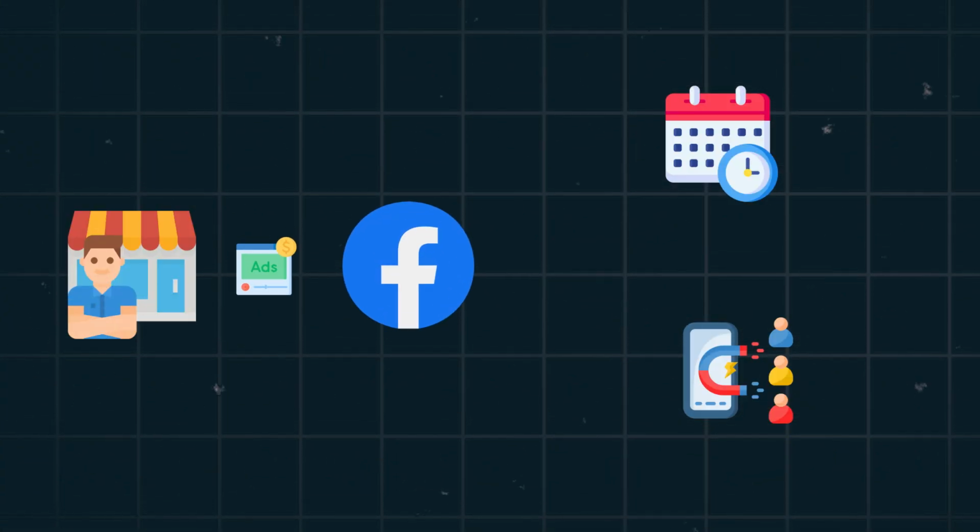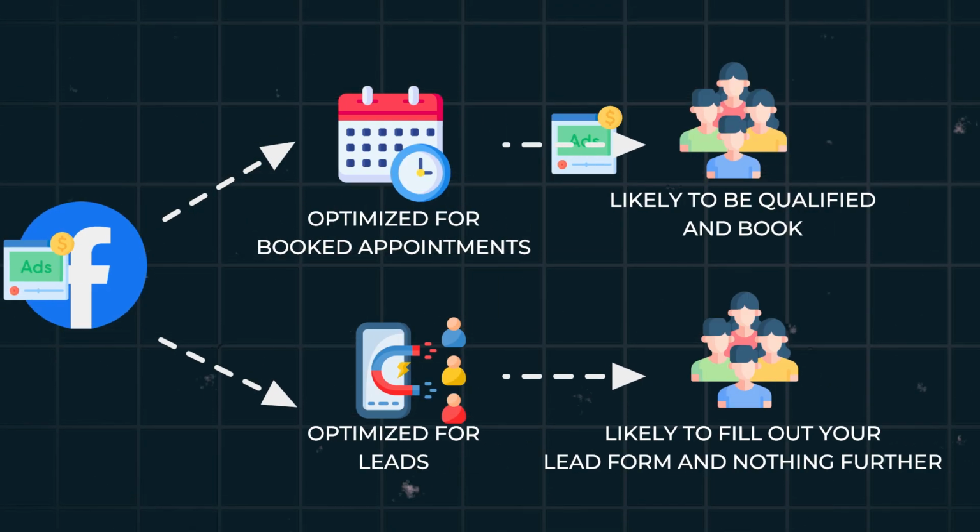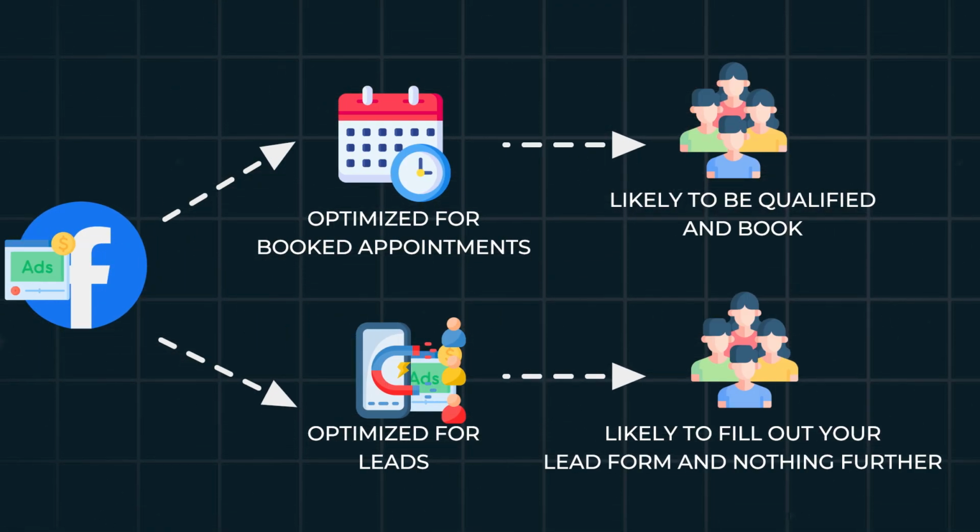But this doesn't just have to end with a campaign objective that you choose. A lot of business owners make the mistake of optimizing for leads when what they really want is booked appointments, or better yet, clients. Optimizing for appointments allows the algorithm to show your ads to people who are likely to be qualified and booked, as opposed to people who are just likely to fill out your lead form and nothing more.